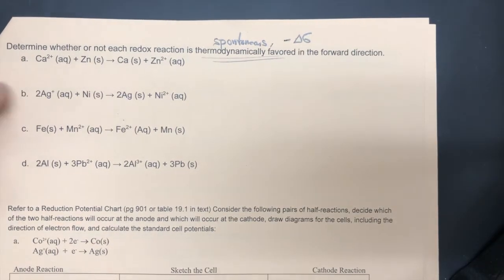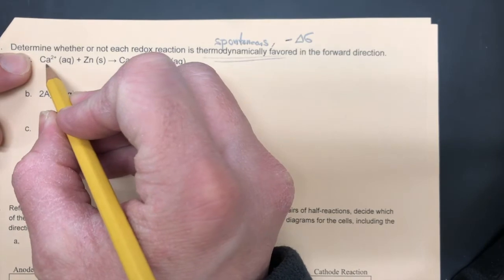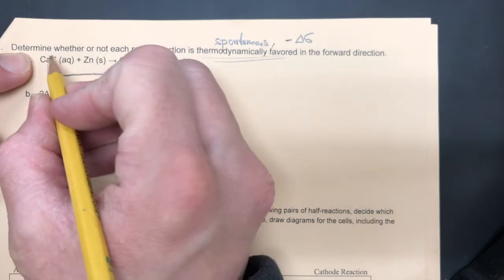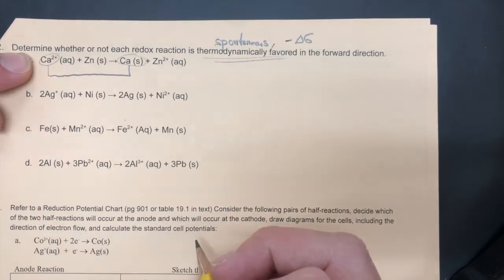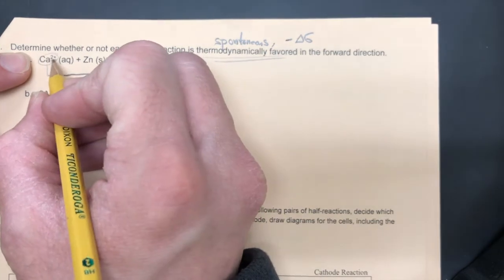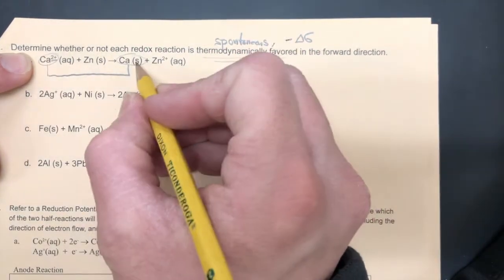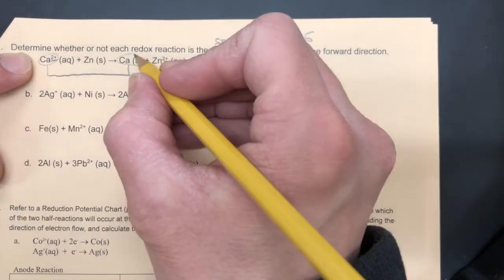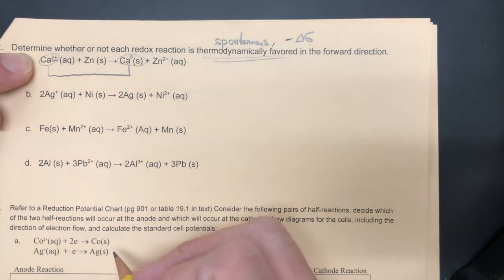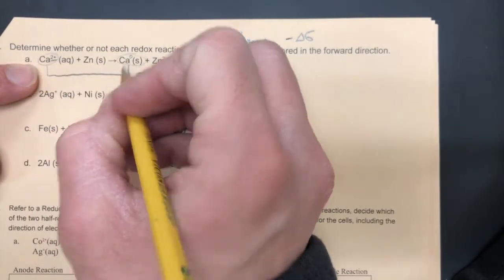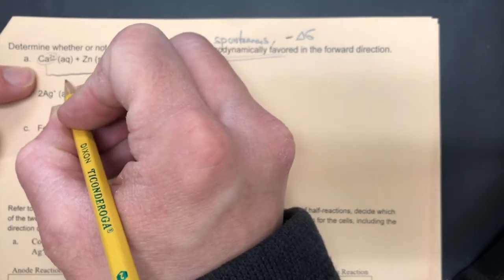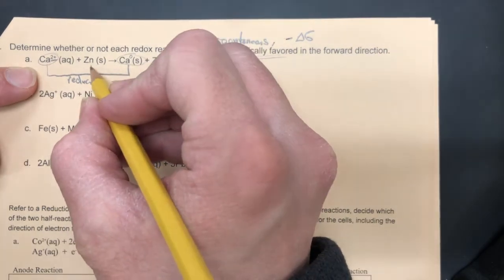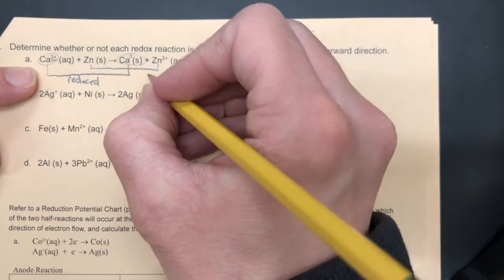And so what we want to do is first decide what is being oxidized and what is being reduced. Anytime you have an ion going to a solid, remember, for ions the oxidation state is the charge of the ion. For an element, the oxidation state is 0. So in this case, the calcium ion is being reduced, and the zinc ion is being oxidized.